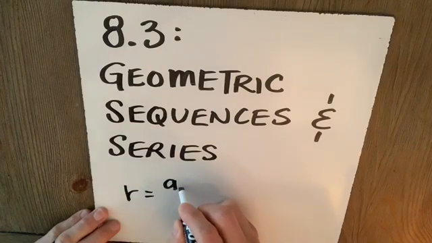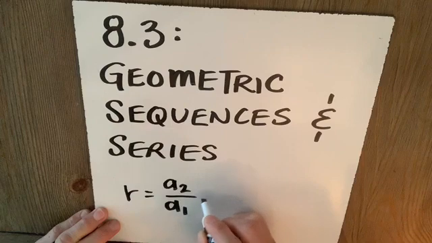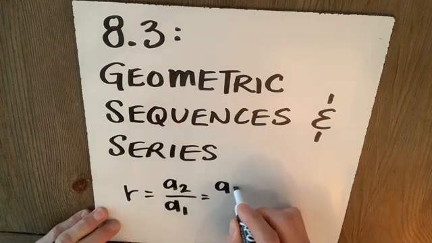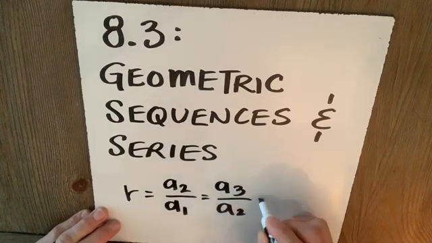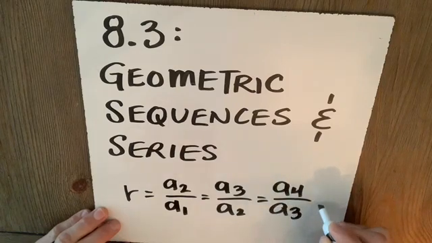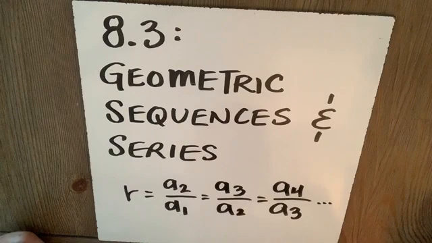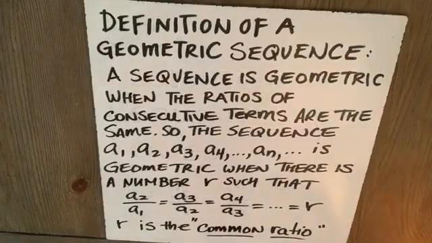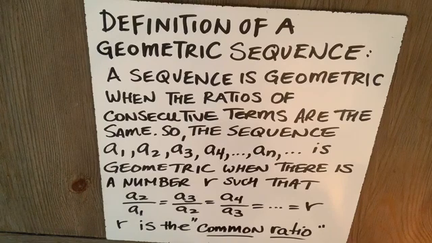In other words, A2 divided by A1 will be the same as A3 divided by A2, which will be the same as A4 divided by A3, and that will go on forever. If we have that, then we can classify the sequence or series as geometric. More formally, the definition of a geometric sequence: a sequence is geometric when the ratios of consecutive terms are the same.